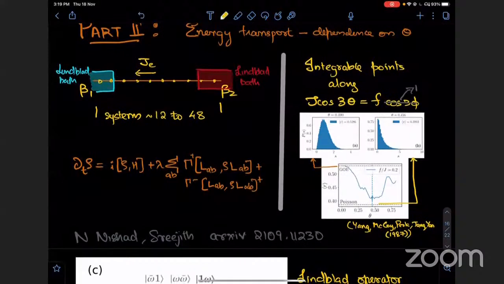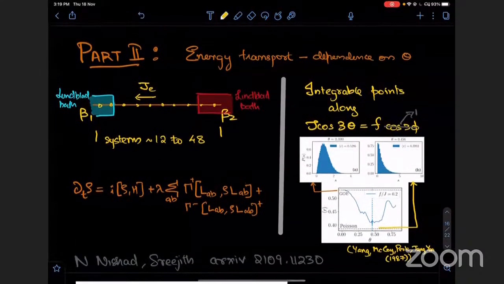It is known from previous studies that there is a line of integrable points in the phase diagram. It is essentially J cosine 3 theta equals f that defines the line of integrable points. For when phi is not equal to 0, there is a, so we'll restrict to the case where phi is equal to 0. So this term is 1.